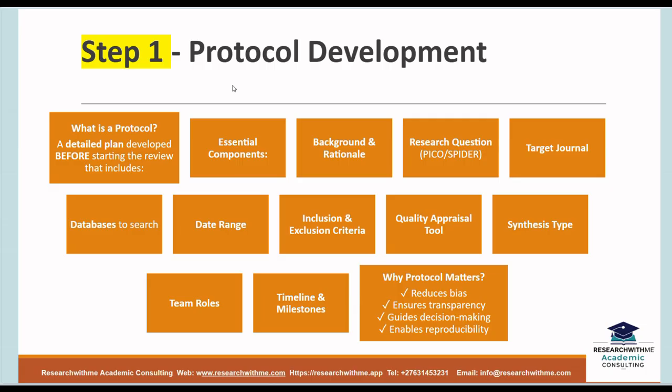It involves the statement of background and rationale for the study, the research question that you might want to use, the target journal where you want to draw your data from, the databases where you want to search, the date range, the inclusion and exclusion criteria, quality appraisal tools, the synthesis type that you might want to use, and the roles of the team members, and of course the timeline that you want to work with, and the milestones.